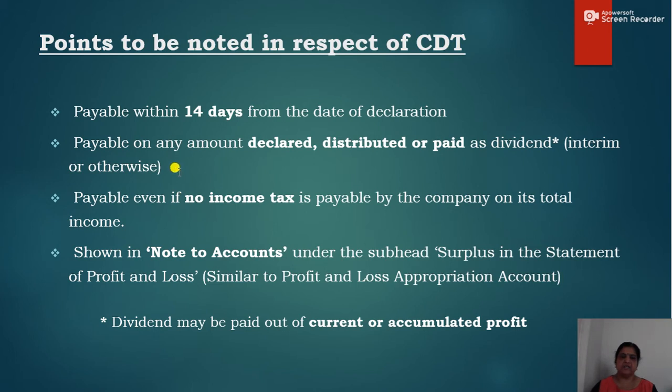So these are some of the points to be noted in respect of corporate dividend tax. First one is, it is payable within 14 days from the date of declaration. Then it is payable on any amount declared, distributed or paid as dividend, including interim dividend. Then it is payable even if there is no income tax to be paid by the company on its total income. Then again, it is shown in note to accounts under the subhead surplus in the statement of profit and loss, which is similar to the profit and loss appropriation account. Hope you understand.